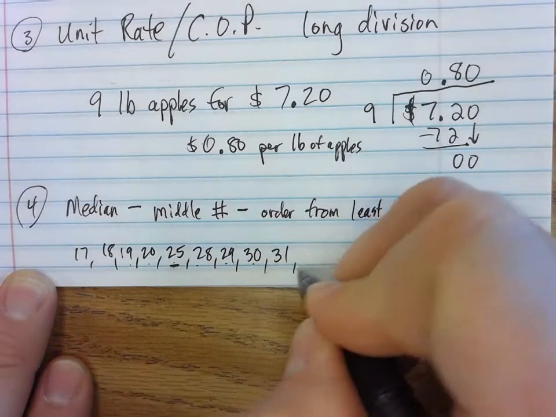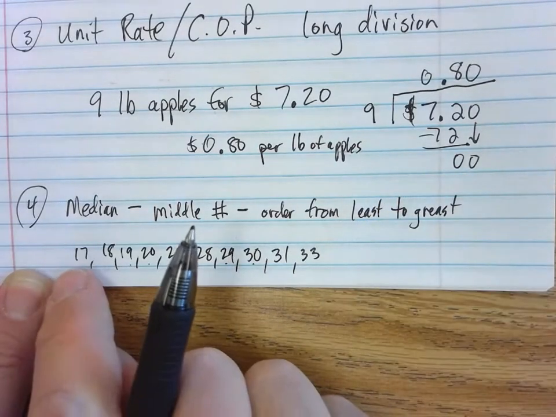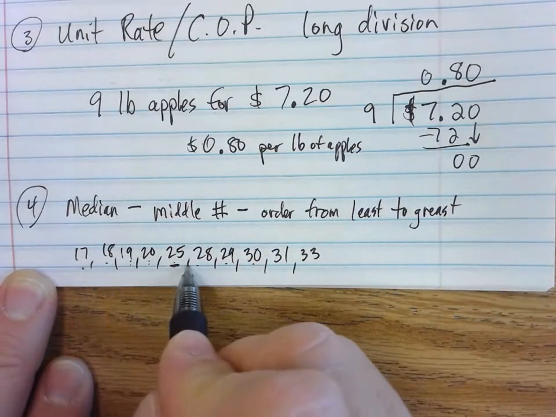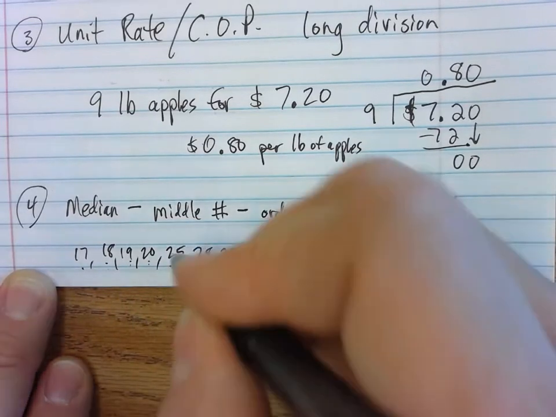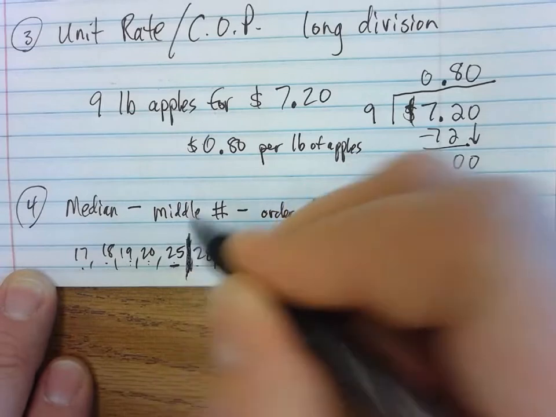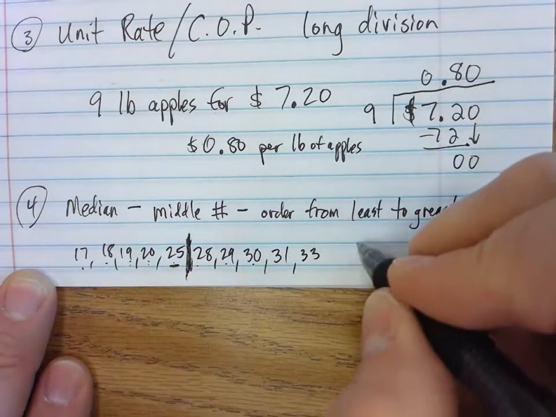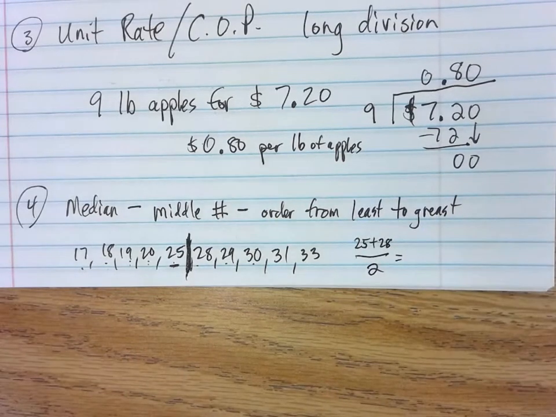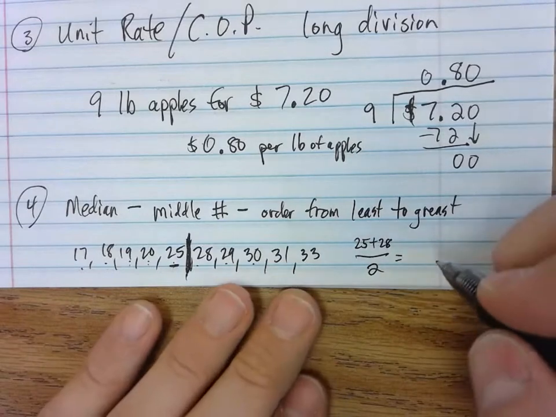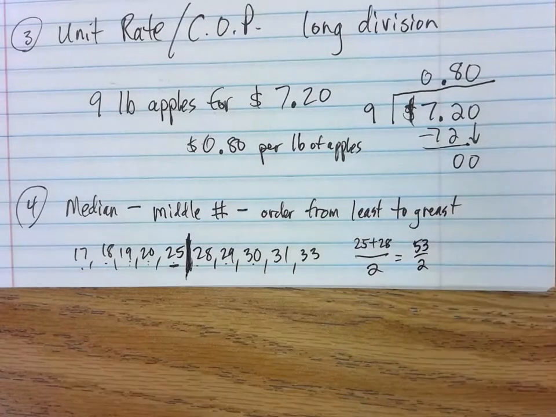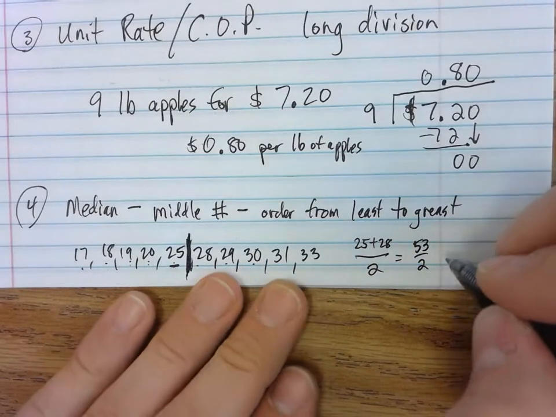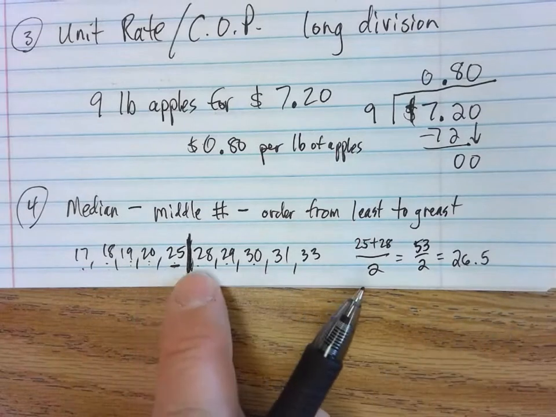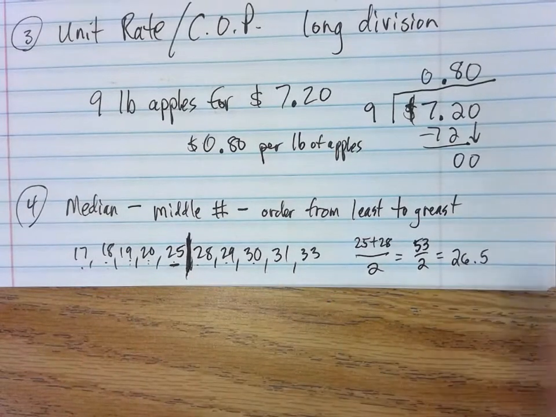Now if there was another number in here, that would make it 1, 2, 3, 4, 5, 6, 7, 8, 9, 10. So if you come over 1, 2, 3, 4, 5, and 1, 2, 3, 4, 5, you'd want to split it right there in the middle, okay? And then you would have to add up 25 and 28, find out what that answer was, and divide it by 2. So if you do 25 plus 28, that is going to give you 53. And then 53 divided by 2 is going to give you 26.5. So in that case, the median would be halfway between 25 and 28, which would be 26.5.